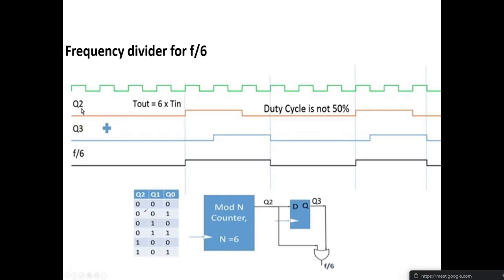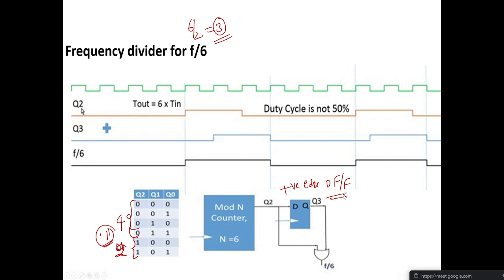Mod 6 counter means if you see Q2, this is off for 4 clock cycles and on for 2 clock cycles. But for divide by 2 you need how much? 3 off and 3 on, no? So you need to alter the output frequency by 1 clock cycle, which means we have to use a positive edge trigger D flip flop. Is it fine? Yes, sir. This is for even numbers.